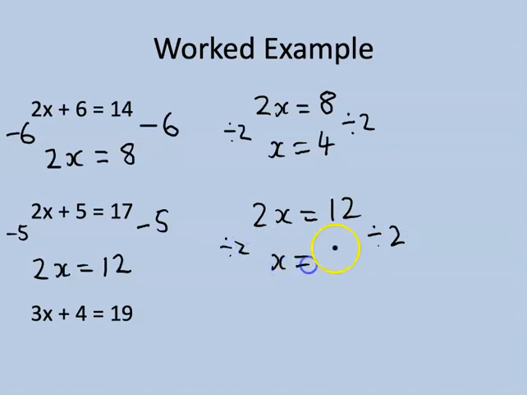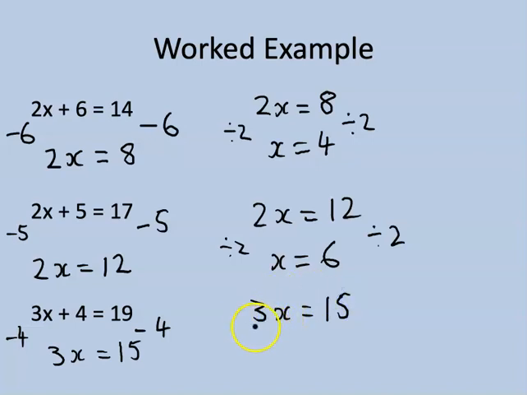So x equals 6. Finally, with 3x plus 4 is 19, take away the 4 from both sides. 3x equals 15. And what I need to do to 3x equals 15 is divide by the number next to the x again, which is 3. 3x divided by 3 gives me x. 15 divided by 3 gives me 5. So x is 5.